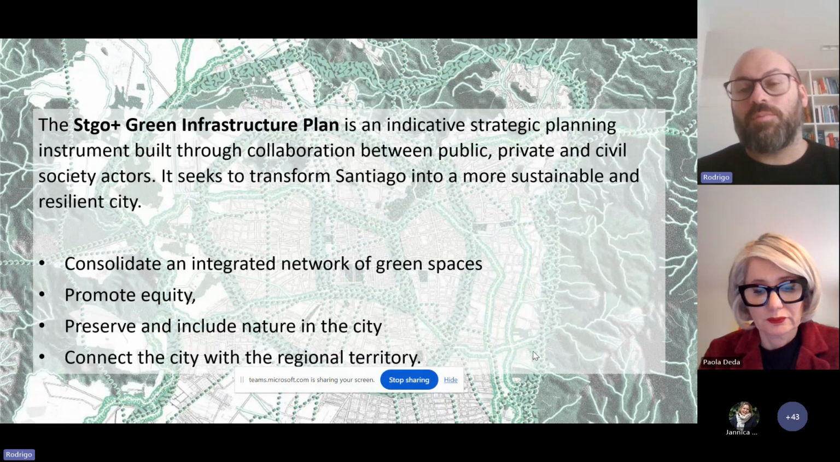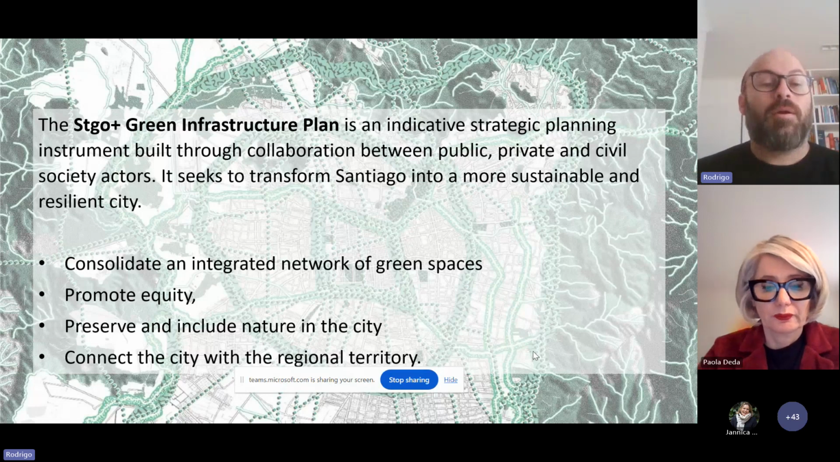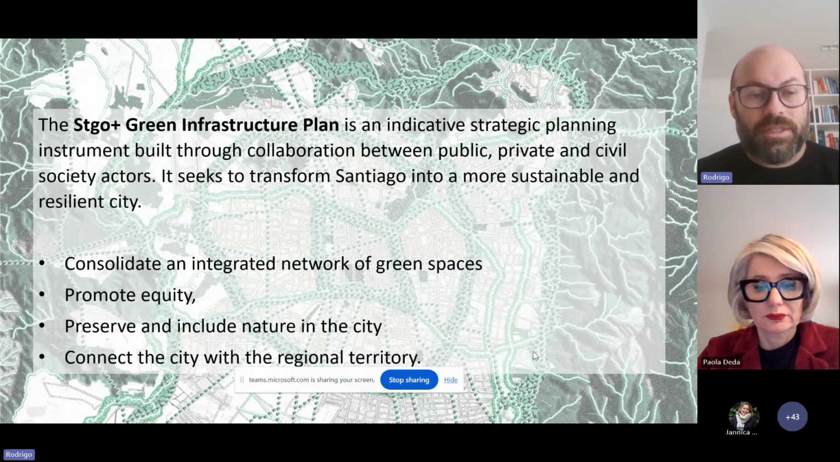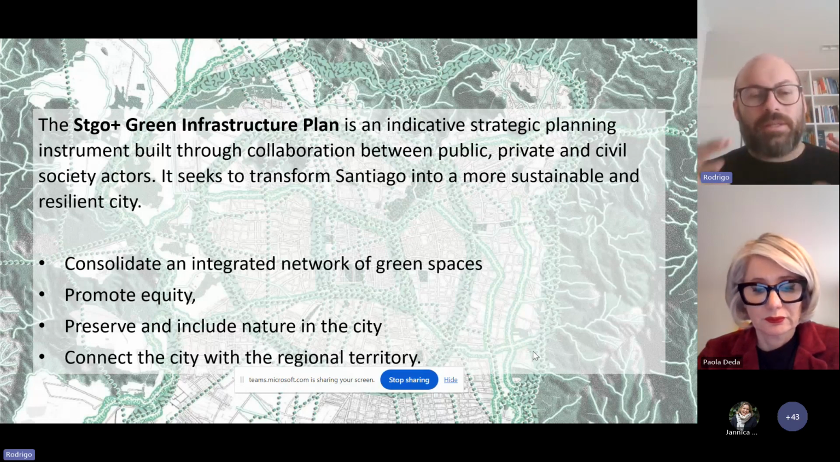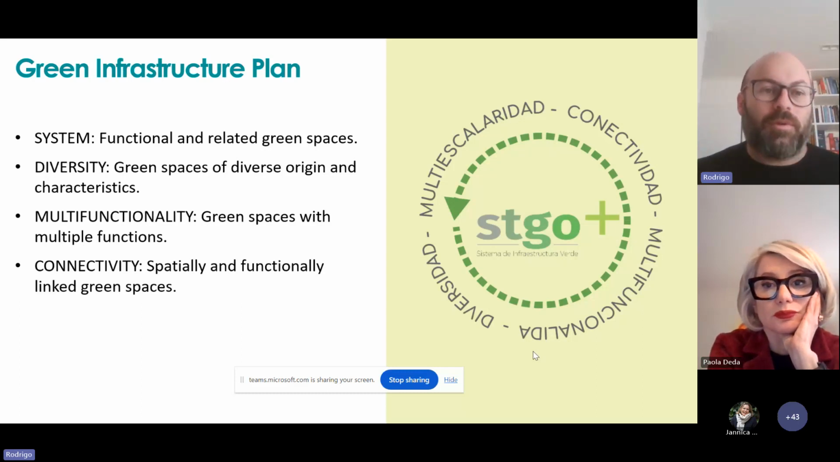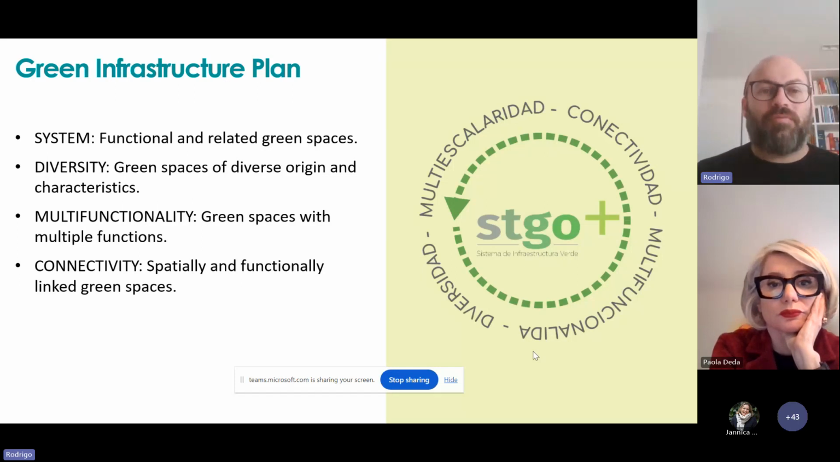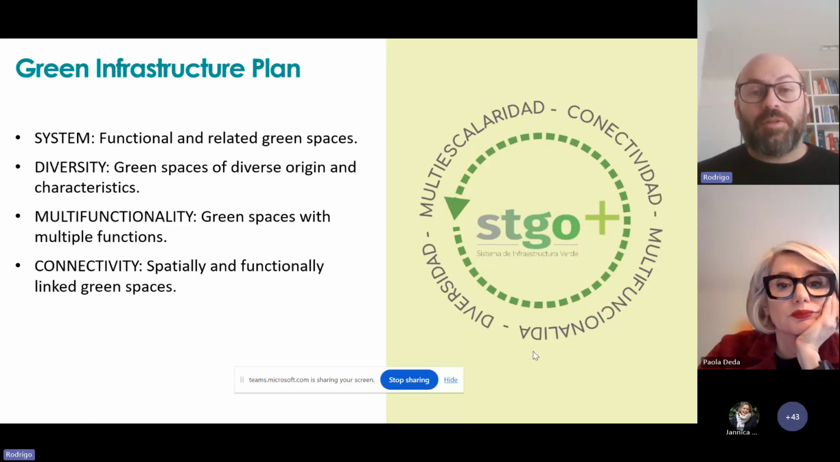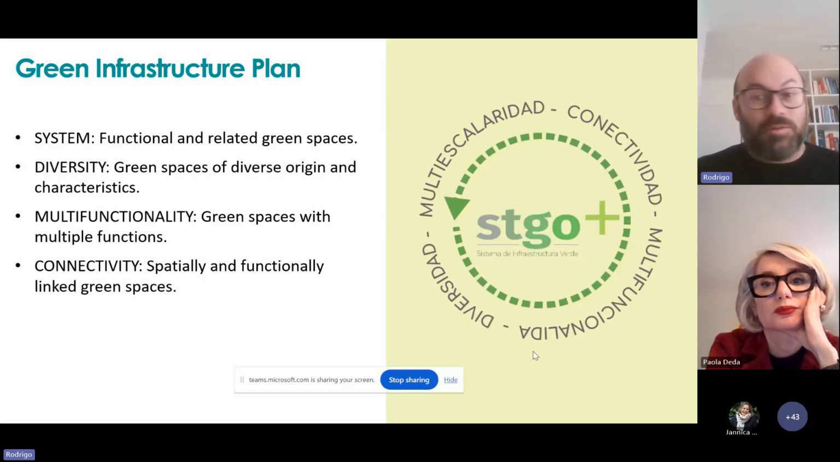It seeks to transform Santiago into a more sustainable and resilient city. Among its goals, the plan expects to consolidate an integrated network of green spaces, promote equity, preserve and include nature in the city, and connect the city with the regional territory. In some ways, the plan seeks to fill the gap between the different scales in which the green is materialized. We work with four interconnected concepts, in which the idea of the system is quite important in terms of functional and related green spaces, and the diversity of green spaces from diverse origins and characteristics, from the large-scale infrastructure plan to the self-managed neighborhood squares, for instance.